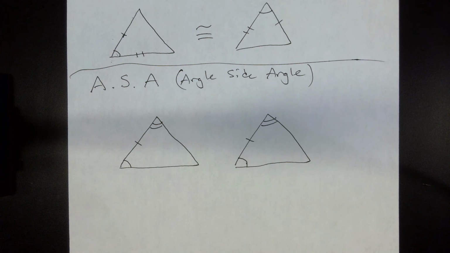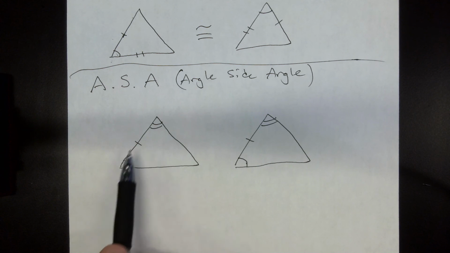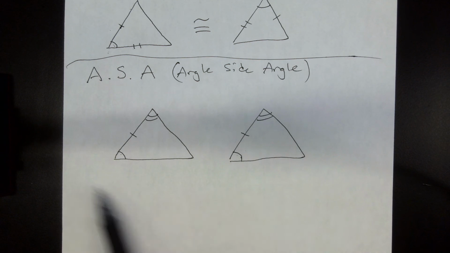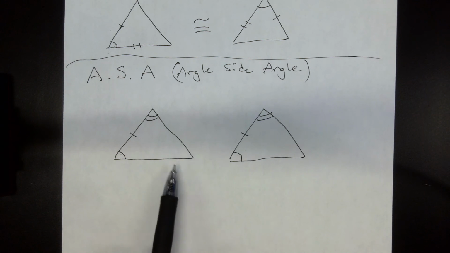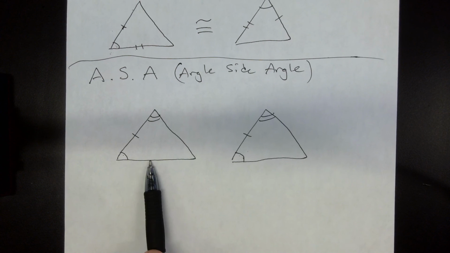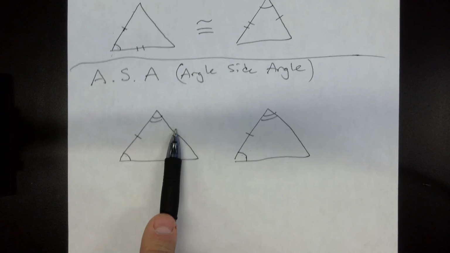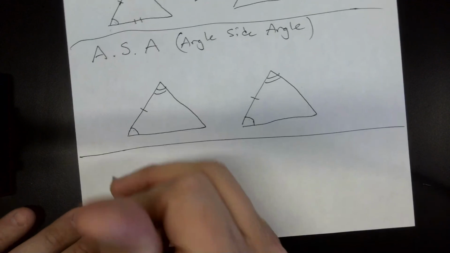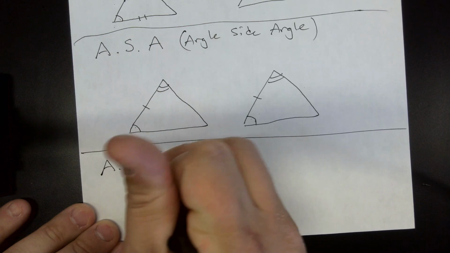Okay. Now this one says: if 2 angles and the side between them are congruent to 2 angles and the side between them of another triangle, then all parts of those triangles are congruent. So if two angles and a side included are congruent to 2 angles and a side included, then all parts of those triangles are congruent. Meaning this angle would be congruent to this angle. This side would be congruent to this side. This side would be congruent to that side. Okay. The last one. Angle, angle, side.